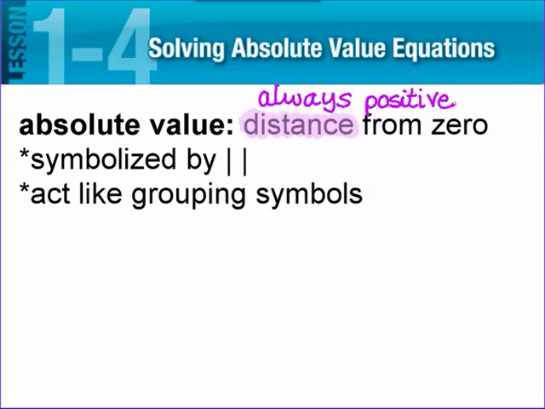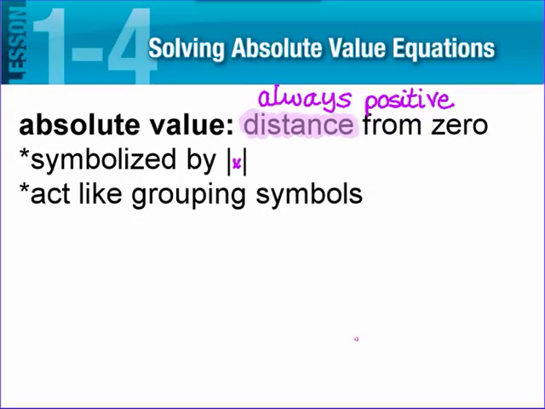And so we symbolize absolute value with the two vertical lines. Okay, it's different than parallel lines in geometry in that with absolute value we have an expression in between those lines. It's not just two lines with nothing in between them. And then last but not least, those two lines act like grouping symbols. They're like parentheses. So if you have anything inside, you need to take care of that first.